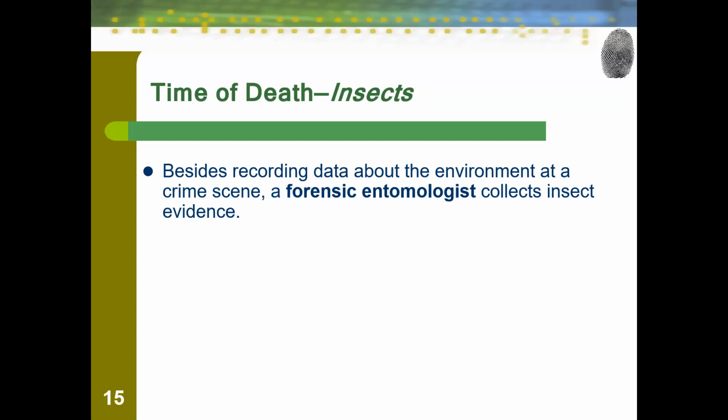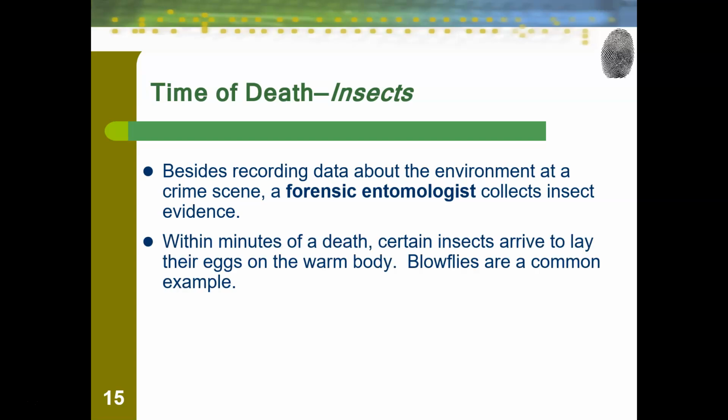We can also estimate a time of death with insects. So besides recording data about the environment at a crime scene, for all the reasons we've talked about before, because the temperature does influence a lot of our estimates, a forensic entomologist collects insect evidence. Within minutes of death, certain insects arrive to lay their eggs on the warm body. Blowflies are a common example. We are going to be focusing on the blowfly life cycle. However, forensic entomologists study hundreds of thousands of different types of insects in relation to how they can give us an estimated time of death.